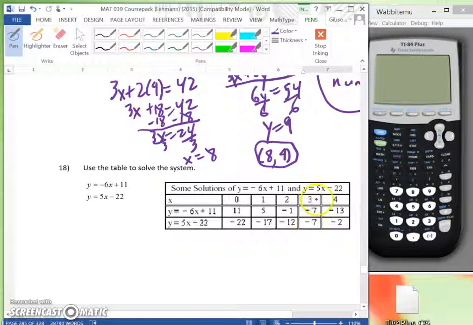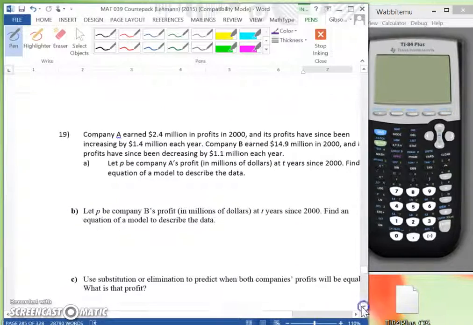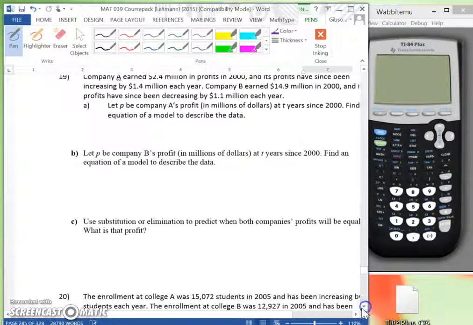Their y values are the same when x is 3. So your solution here would be 3 comma negative 7. That is the solution, because this is where they would intersect. Does everyone follow that? Okay, now we scroll here to problem 19.